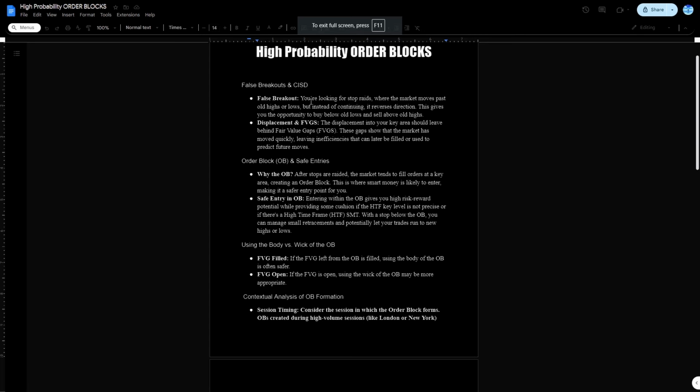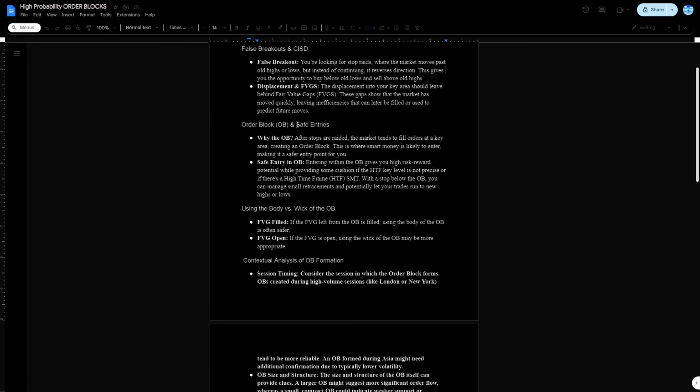Bringing some notes in here, with false breakouts and CISDs, we're going to be looking for a stop raid, where the market moves past old highs or lows, but instead of continuing, it reverses. This dives straight into our key highs and lows. And also, we're going to be looking for displacement into our key areas, leaving behind FVGs. These gaps show that the market moved quickly, and they leave inefficiencies that can later be filled and used to help predict our market move.